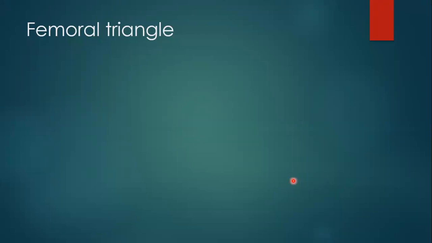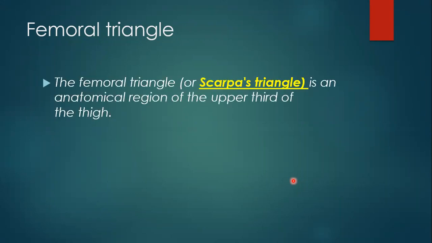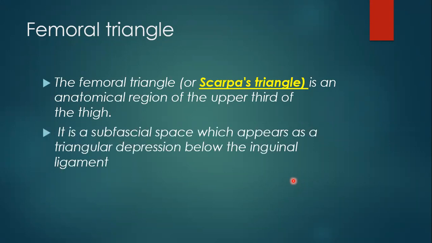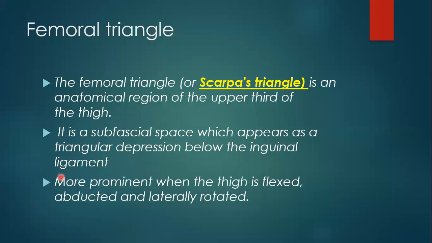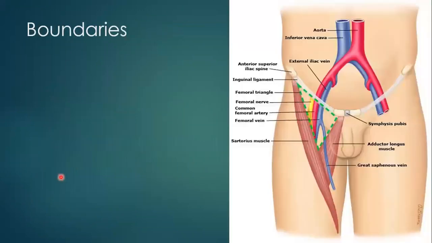Now, we proceed towards an important topic, that is the femoral triangle. It is important from exam point of view in different boards and university exams. The femoral triangle, which is also known as Scarpa's triangle, is an anatomical region in the upper third of the thigh. It is a subfascial space which appears as a triangular depression below the inguinal ligament. And it is more prominent when the thigh is slightly flexed, abducted, and laterally rotated.